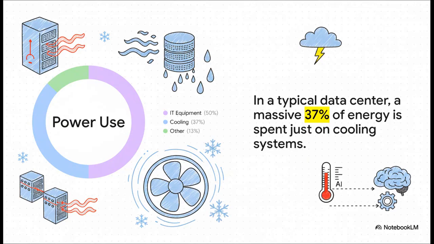So let's kick things off with a problem that pretty much everyone faces: energy costs. If you look at a typical data center, about half the power goes to the IT equipment. Yeah, that makes sense. But check out that second biggest slice. A staggering 37% of all that energy is spent just on cooling. That is a massive operational cost, and it's basically hiding in plain sight.